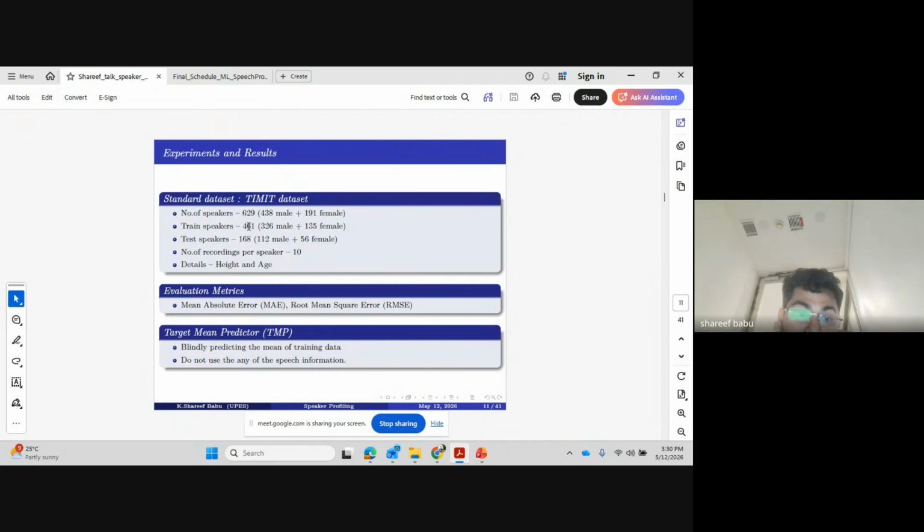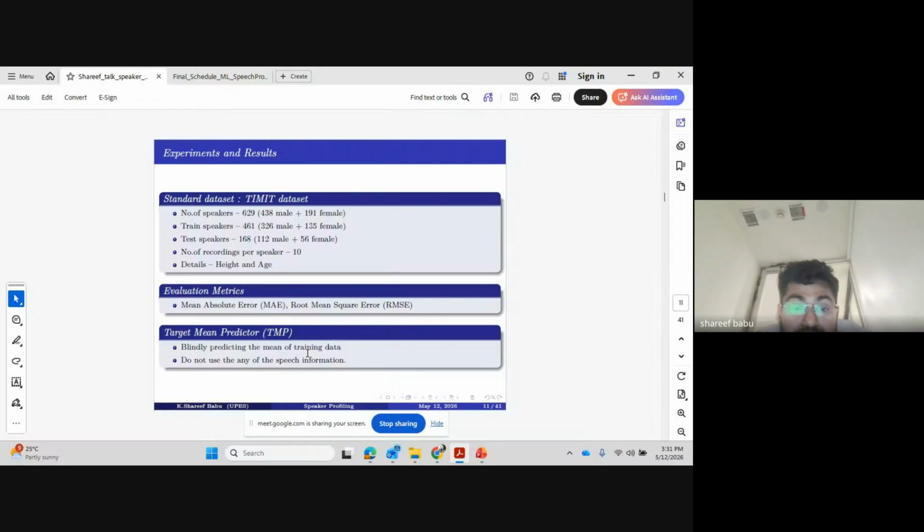I mean to say, for example, this training set has 160 centimeters as the mean height. And for a test speaker, if the height of the person is 165, then the difference is equal to 5 centimeters. For that difference, we compute the mean absolute error and the root mean square error. So here we don't even look at the audio, we directly look at the statistics of the speakers and the dataset.